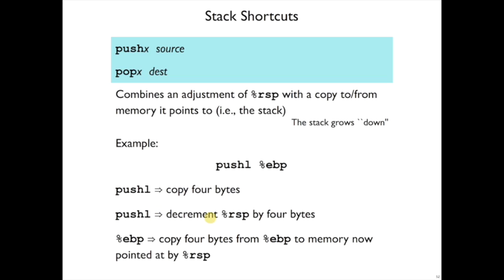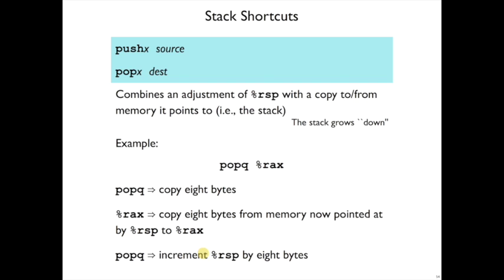Since it's 4 bytes that we're pushing onto the stack, which is represented by RSP, and the stack grows down, we're going to decrement it by 4 bytes. And we're going to copy it from EBP. Again, the EBP is consistent with the L, right? It's the 4-byte view of that register. We're taking those 4 bytes out of that register, putting it onto the stack, as pointed to by the new RSP after we've decremented it.